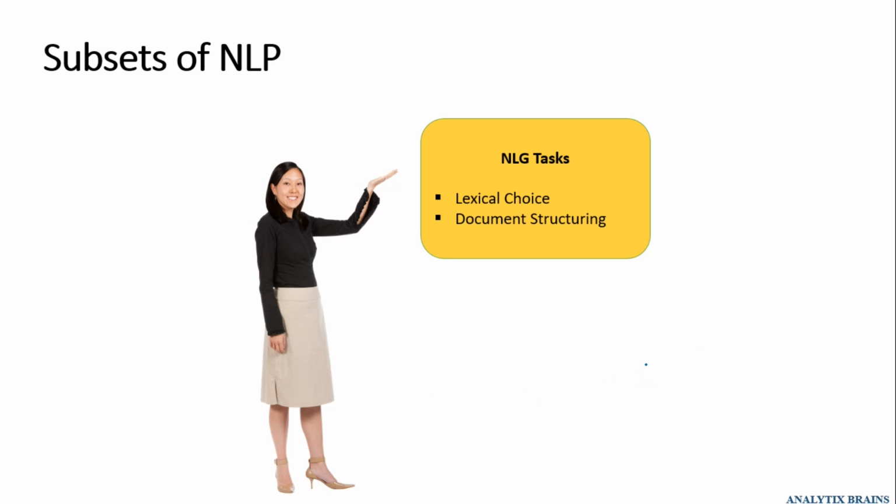Tasks that can be done in NLG are lexical choices and document structuring. Document structuring is where you have done the information extraction or data analysis on the document, and if someone has asked you something with respect to this document, or some query has come, then based on that query the relevant document will be filtered out for that specific response.